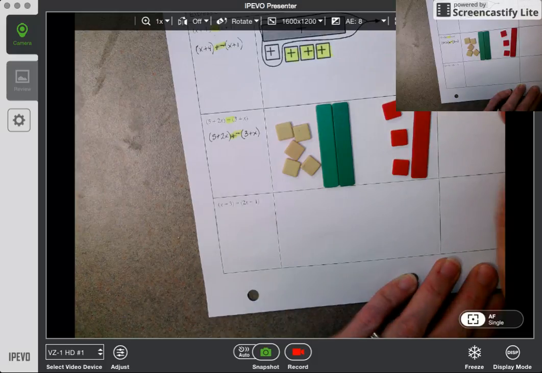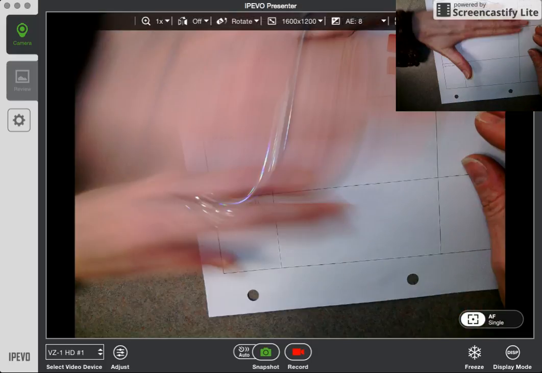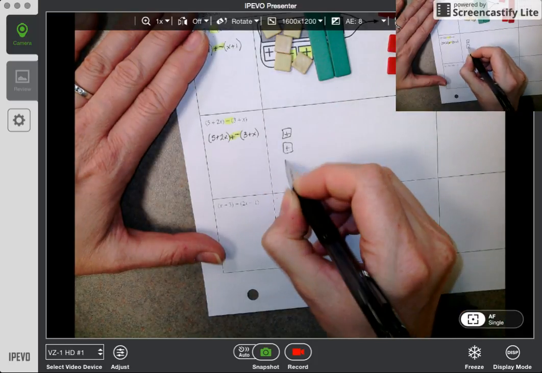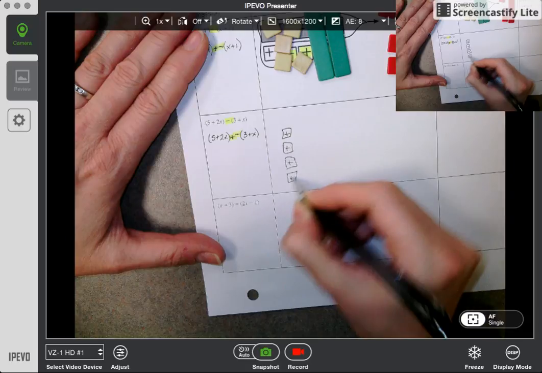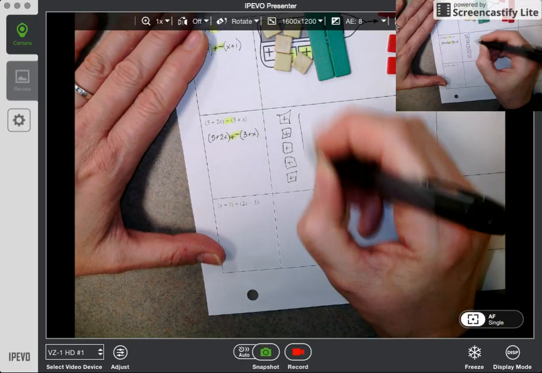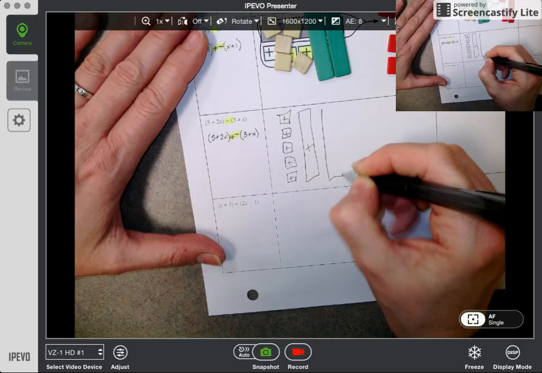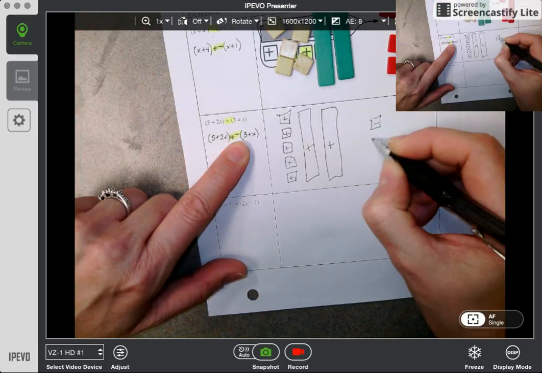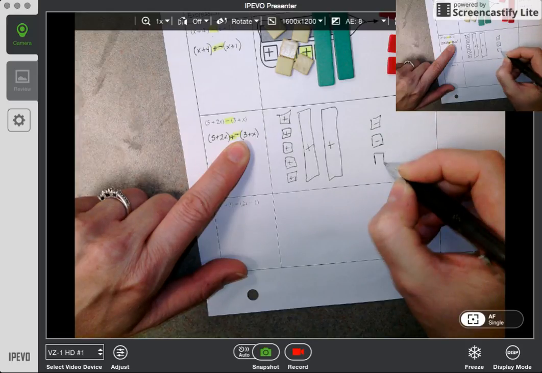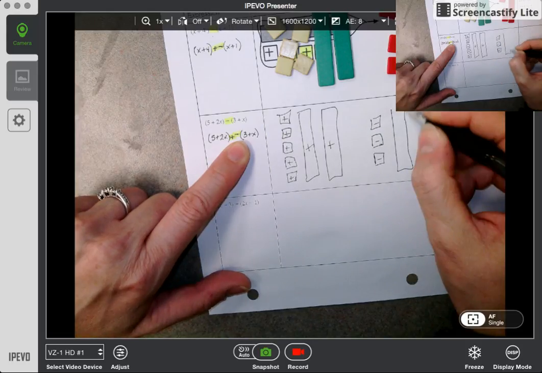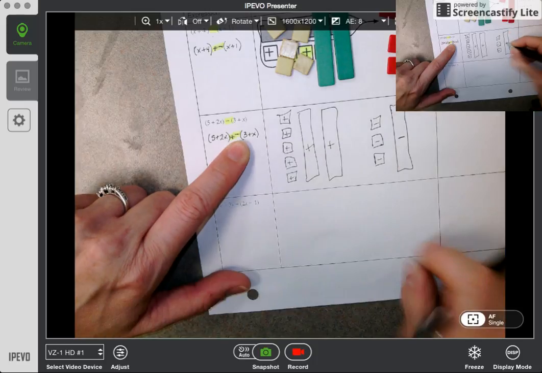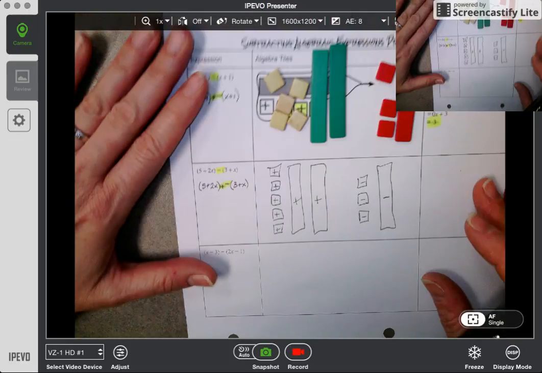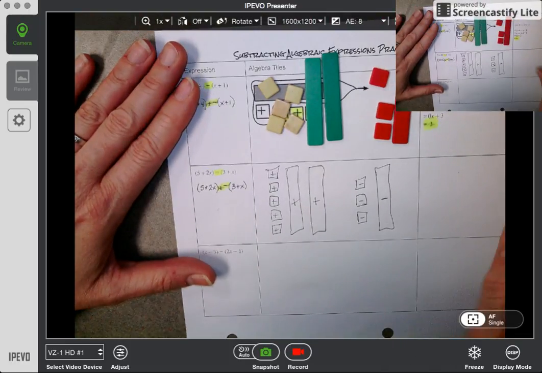So let's get this written down here. I have 5 and 2 x's that are positive, and I'm adding the opposite of 3 and an x. That made all those negatives because those were the opposites, right? So you can still see that right there, right? Okay, so now let's make our 0 pairs.